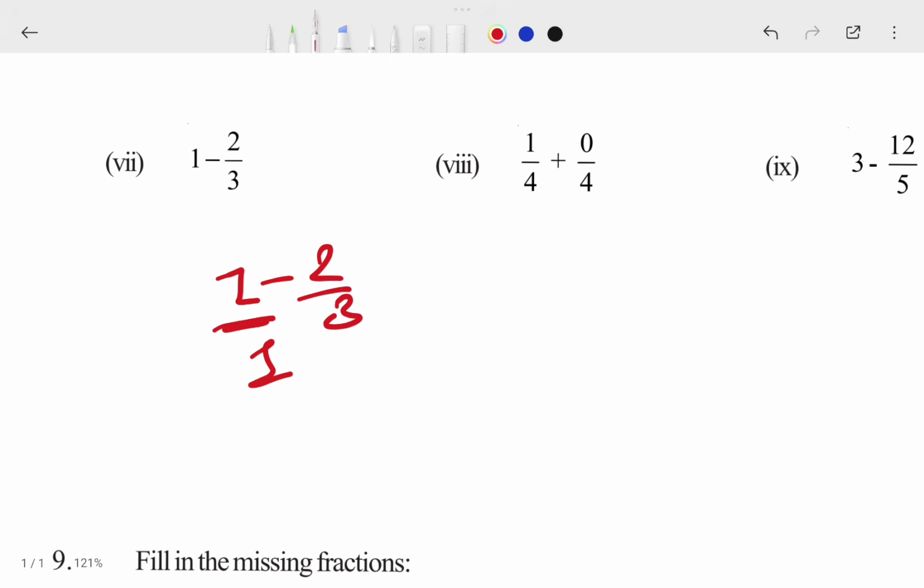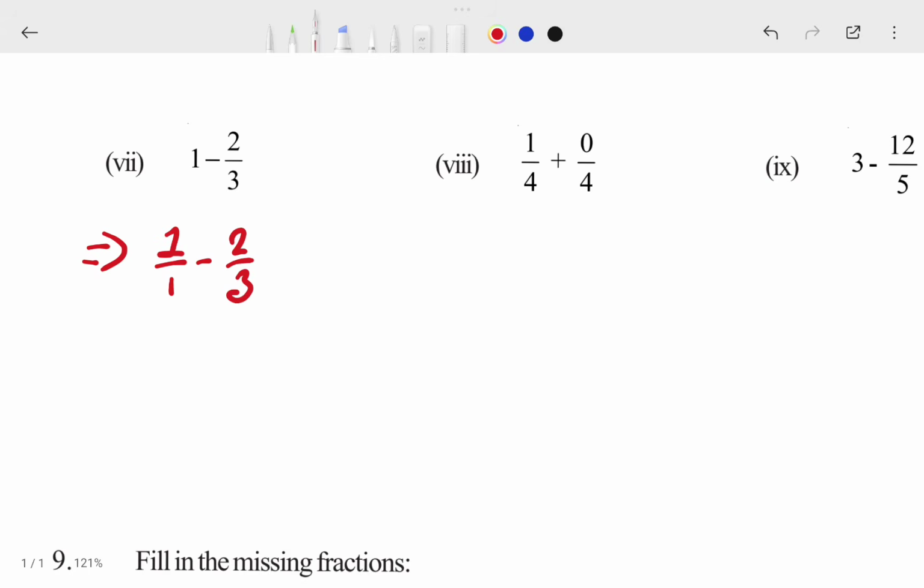Whenever it is looking like that, always remember, in the down of that number, always 1 is there. Okay, always 1 is there. So now let's make the question like that: 1 by 1 minus 2 by 3. If you take the LCM of this one, the LCM is going to be 3 only.